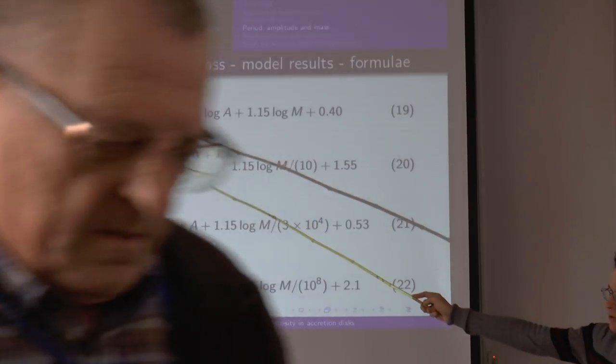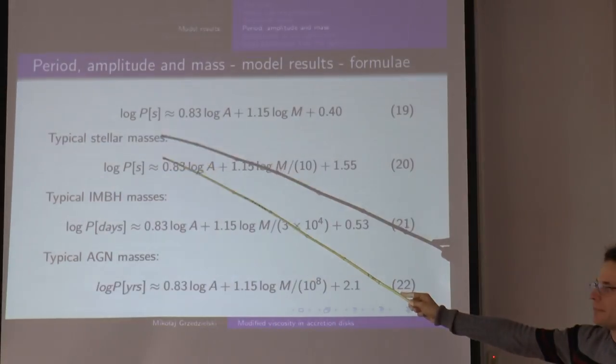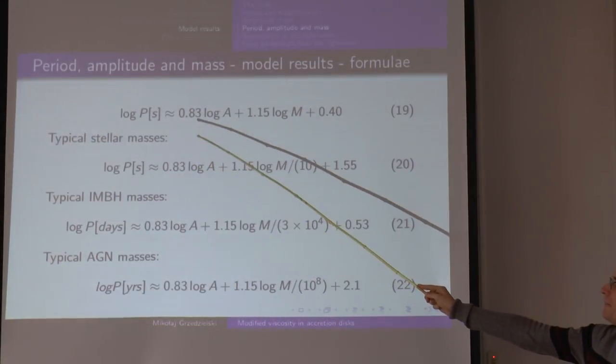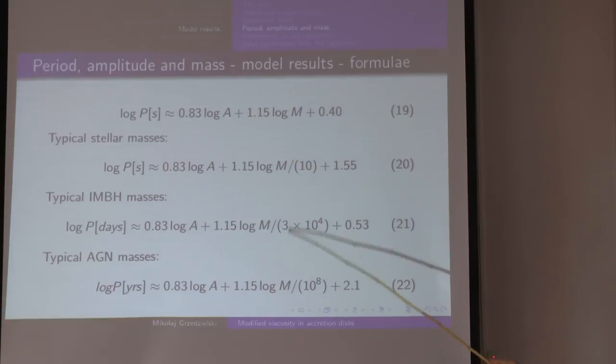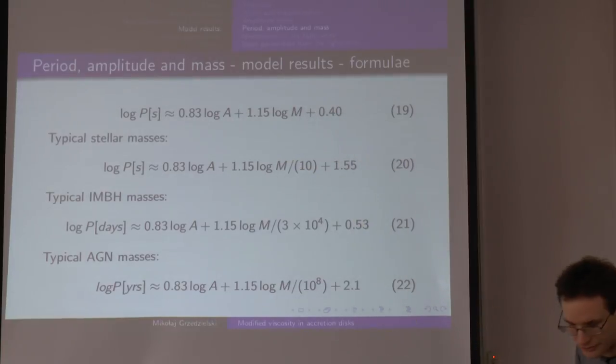This is the correlation between period of variability and amplitude and mass, a universal one, for these three classes of objects. These results are from fits to the numerics. You don't have a formula for P. You just have a model, and this is a fit from the model.